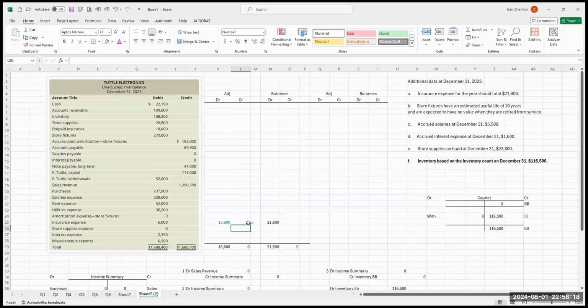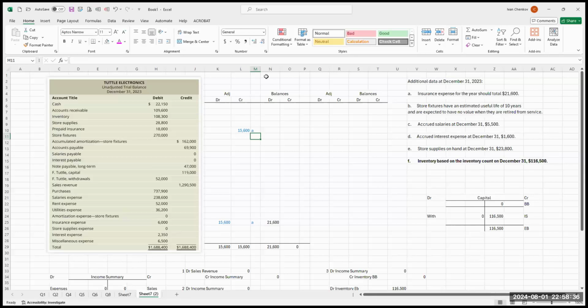Now, once I do letter A on the debit side, I have to credit some account. Which account am I going to credit? I'm going to credit prepaid expense. How much? Exactly the same amount. I have to be in balance. And that will be our letter A.